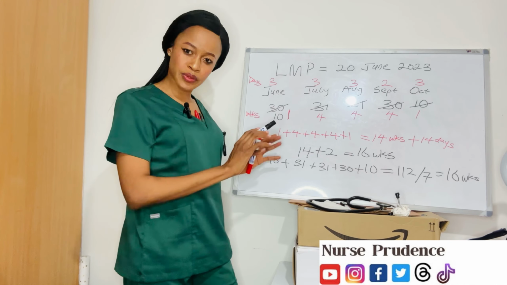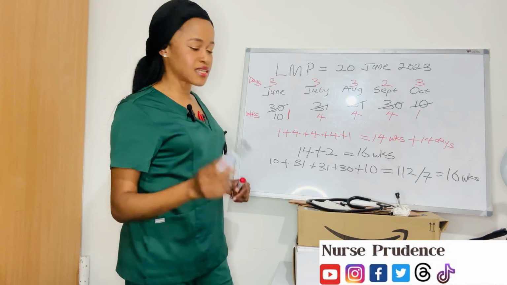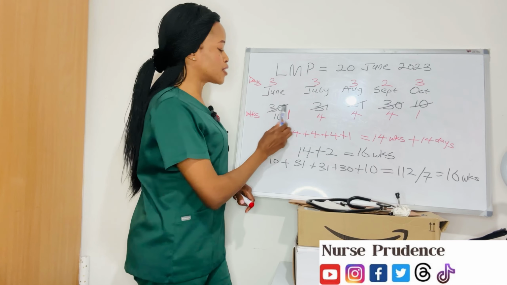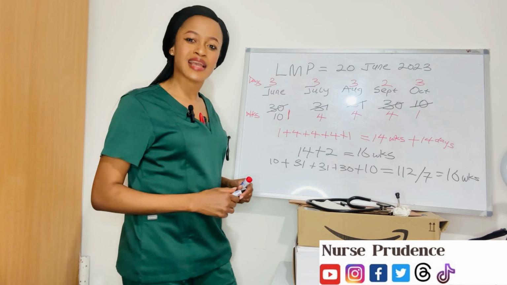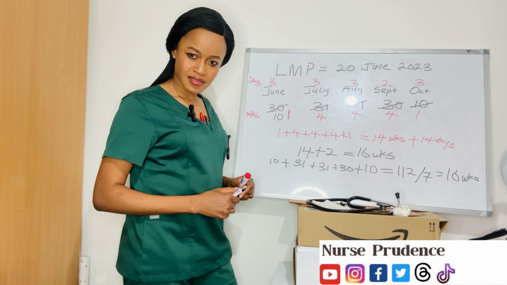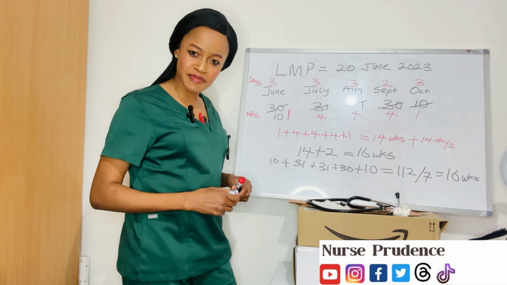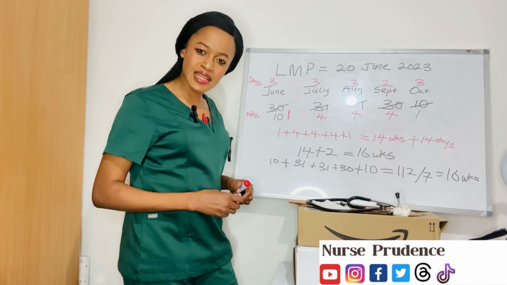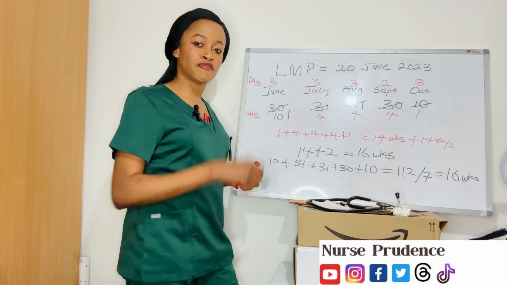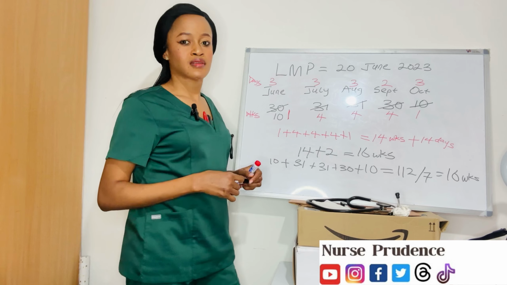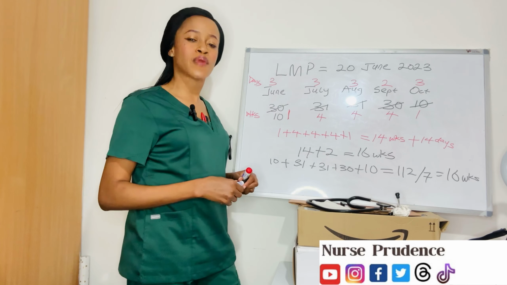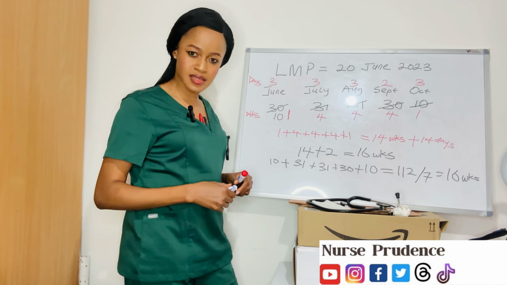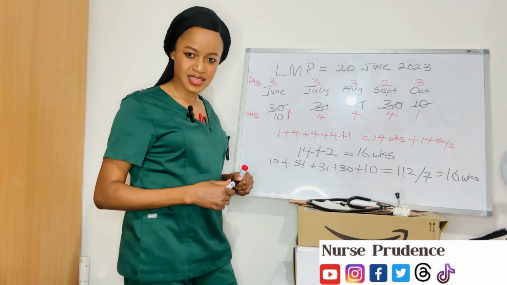The first method. The second method is that you will calculate the number of days in each month and divide it by 7. When you divide it by 7, whatever you get is still the same number if you use the two methods. You will still get the same number and anything you get is correct. That is the number of weeks you have gone into your pregnancy.